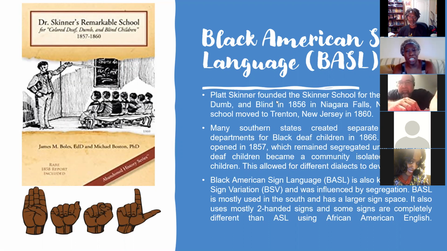Platt Skinner founded the Skinner School for the Colored, Deaf, Dumb, and Blind in 1856 in Niagara Falls, New York. The school moved to Trenton, New Jersey in 1860. Many southern states created separate schools or departments for Black deaf children in 1866. The first one opened in 1857, which remained segregated until 1958. Wow. Black deaf children became a community isolated from white children.